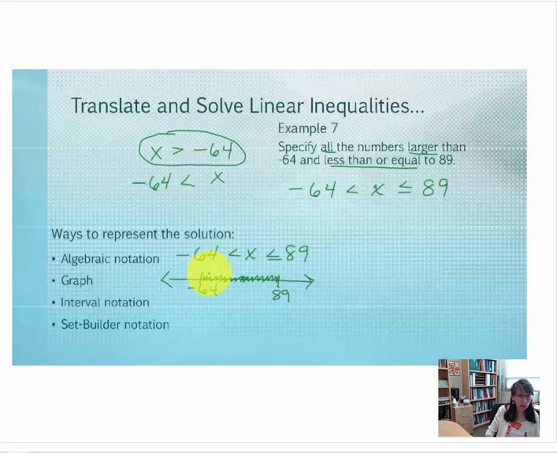For greater than negative 64, there's no equal sign, so I need a parenthesis on that side. But notice equal sign is included with 89, so that end has the bracket. The interval of shading then appears between negative 64 and positive 89. Notice the bracket for 89 and parenthesis for negative 64. So the set of x such that negative 64 is less than x is less or equal to 89 is the set builder notation.